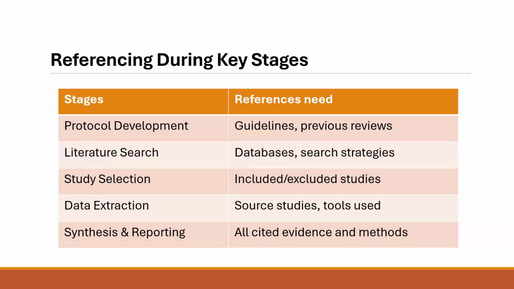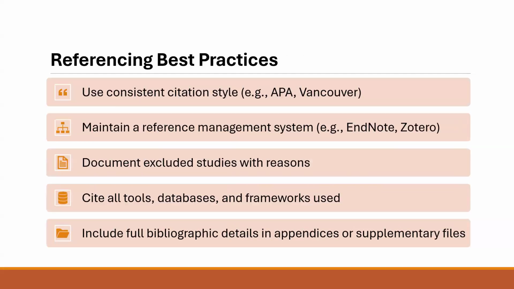Then synthesis and reporting. Try to cite the software you use for the data synthesis, or any articles that you refer to on how to go about the synthesis, or some of the tables and figures, where you will take help of some software, right? So that also can be cited in your systematic review.